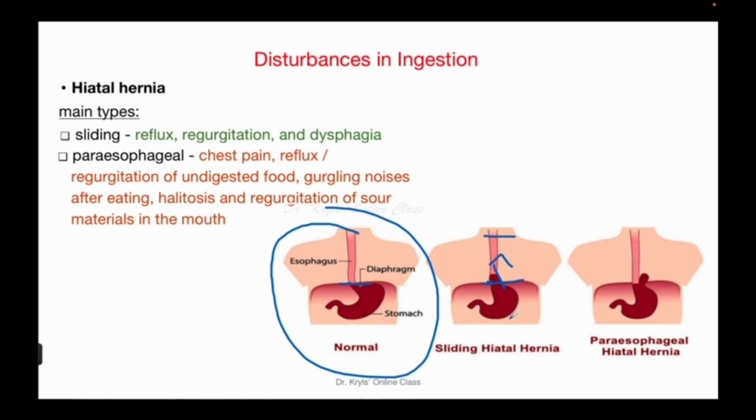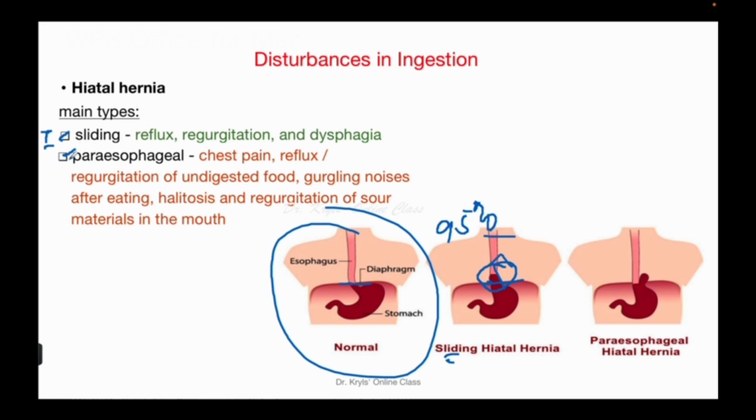When we say sliding, this is type 1. It occurs when the upper stomach and the gastroesophageal junction are displaced upward and slide in and out of the thorax. According to the book, about 95% of patients with esophageal hiatal hernia have a sliding hernia.